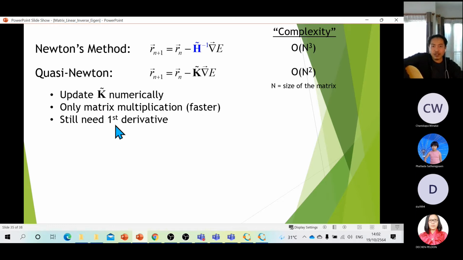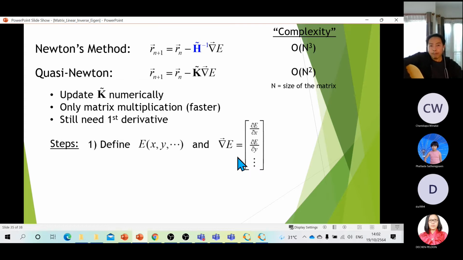And we only need the first derivative. Why? We still have to compute the gradient for this method. Okay, that cannot be avoided. We still need to compute the gradient for this one. Let's look at the steps in the beginning. Just like before, we need to define the function E. We need to know that, and then compute the gradient vector.